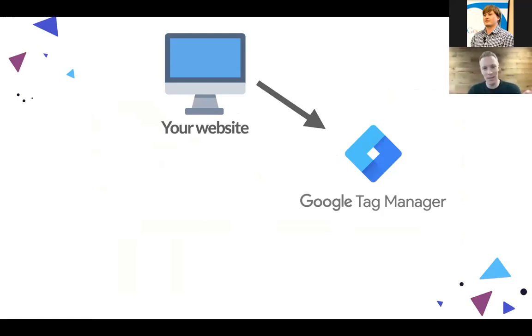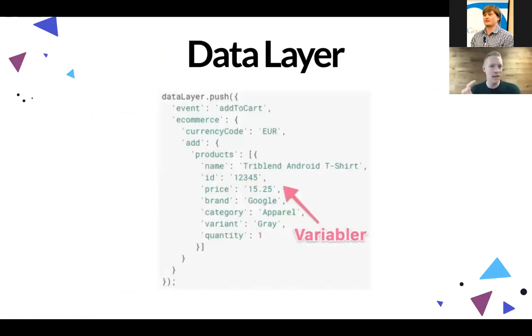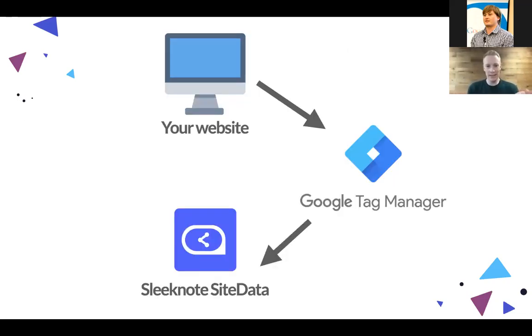And in Google Tag Manager, you often put a lot of information into what is called the data layer. So on e-commerce sites, a lot of websites are putting information about products in the basket into the data layer. For example, what price the products are, the total amount in the basket, stuff like that. So we look at this data layer, and based on that, we can trigger pop-ups and Sleeknote campaigns.